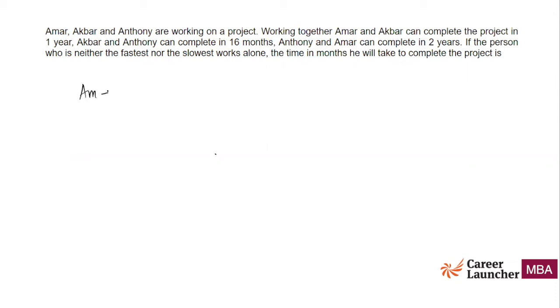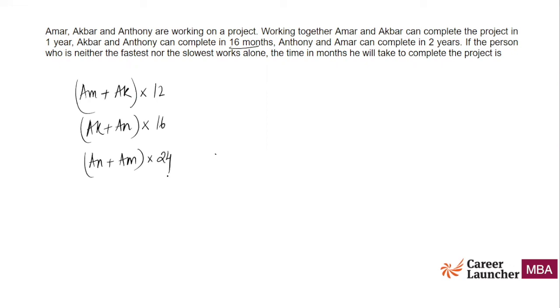So we have Amar and Akbar. We are going to convert everything to months because of the 16 months. They can complete some project in 12 months. Akbar and Anthony can finish the same in 16 months. And Anthony and Amar can finish the same work in 2 years, that is 24 months. So what is the work? So let's take the LCM of 12, 16, and 24. It should be 48. So let's say total units is 48.